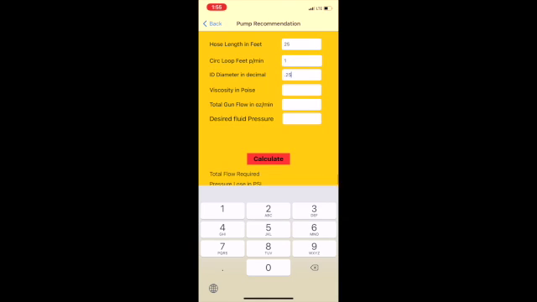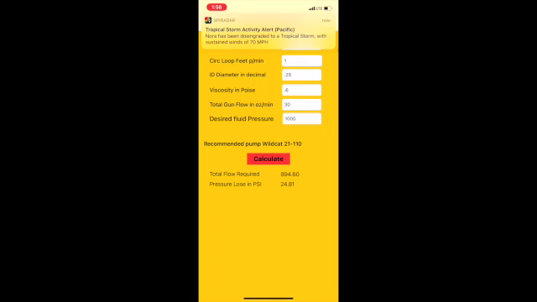The next thing is the inside diameter. In this case, it's 1/4 inch. Next is viscosity in poise. We'll use that same 0.6. Total gun flow rate in ounces. In this case, I believe I'm going to put 2 guns at 15 ounces each, is 30 ounces. My desired fluid pressure in this system is 1,000 psi. When I hit calculate, it's going to recommend the pump that I need, which is a 21-110.